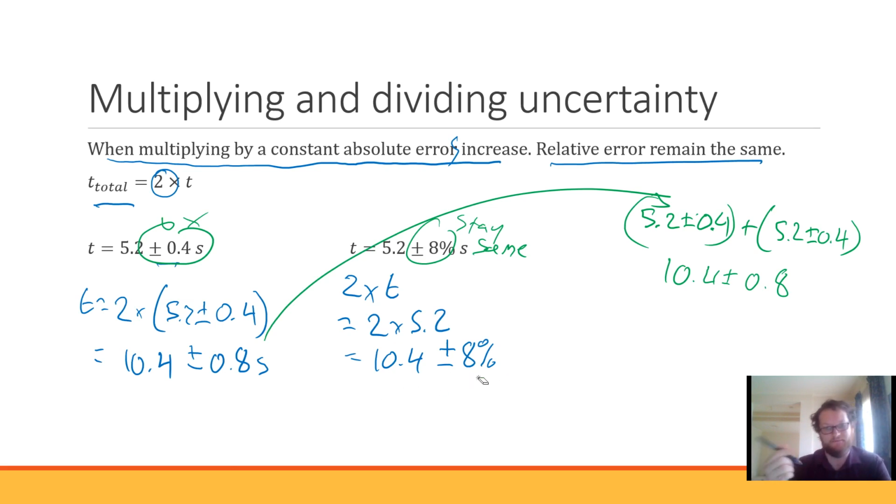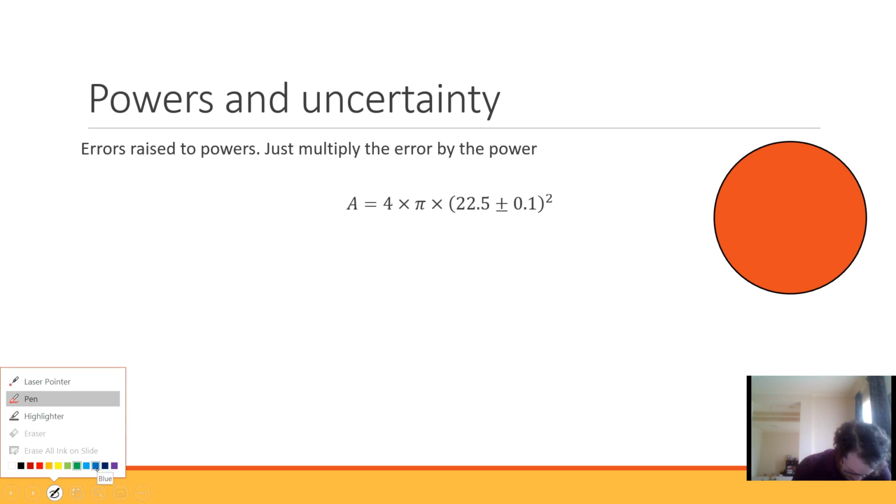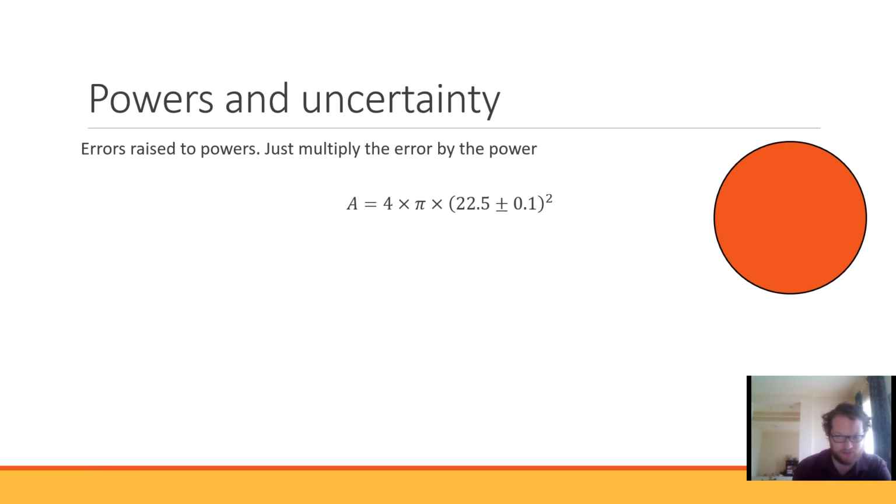Okay, so let's talk about this in a bit more detail. Now let's deal with powers and uncertainty. We're not actually going to talk about multiplying two errors yet. We're going to get there. So errors raised to powers is quite simple. You just multiply the error by the power. So this isn't the case for absolute errors, of course.